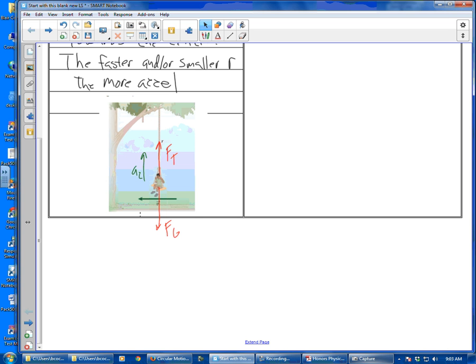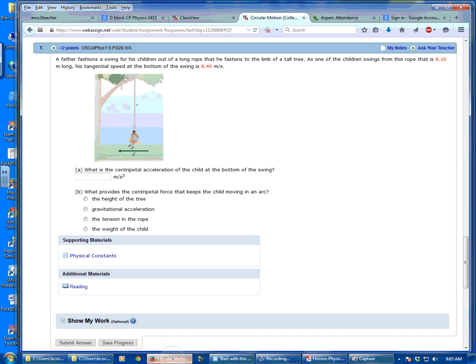So back to what we're doing. The only force that's pointing in towards the center of the circle as it swings is that tension force. So when they're asking what provides centripetal force, it's got to be the one that's pointing in the direction of the center of the circle, which is the only one, the tension in the rope.